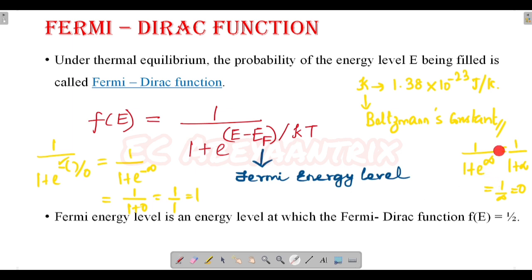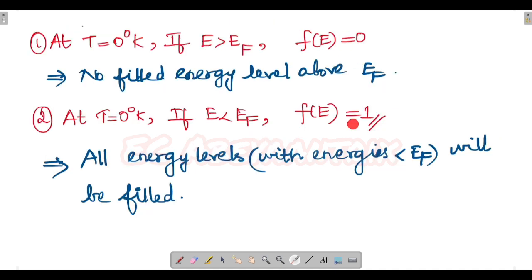In the first case, it will be e power infinity, so 1 by infinity, which is 0. In the second case, e power minus any number by 0, that is e power minus infinity, is nothing but 0. So 1 by 1 plus 0, 1 by 1, is nothing but 1. These are the two extreme cases. If E is less than EF, the probability will be 1. What is the meaning of probability 1? It means it will definitely be filled.